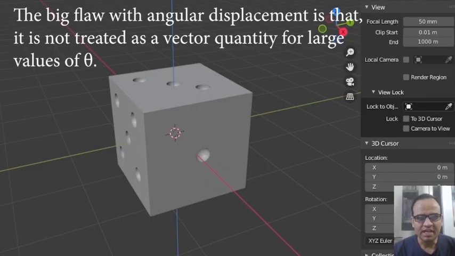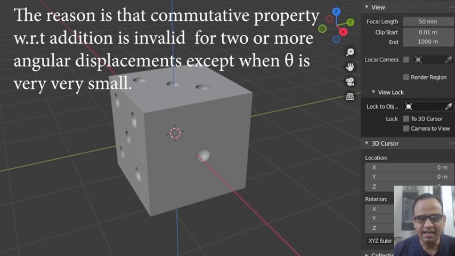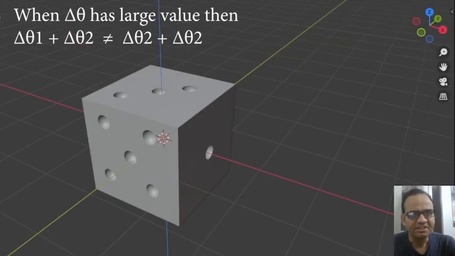The big flaw with angular displacement is that it is not treated as a vector quantity for greater values of theta. The reason is that the commutative property of vectors is invalid for greater values of angular displacement. Let's perform an experiment with a die to check whether the commutative law of addition holds for angular displacement or it doesn't hold.